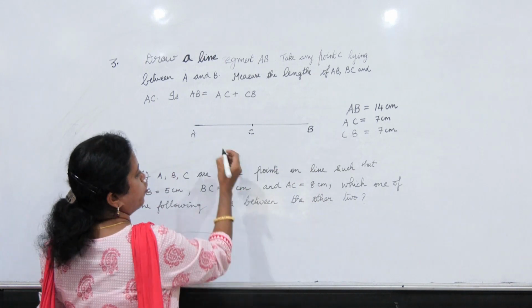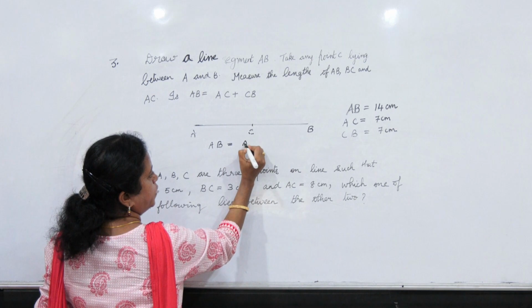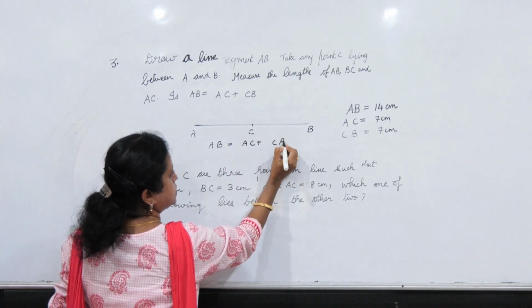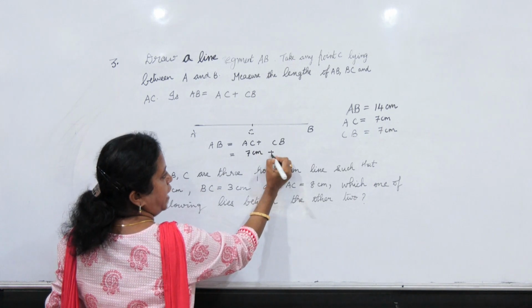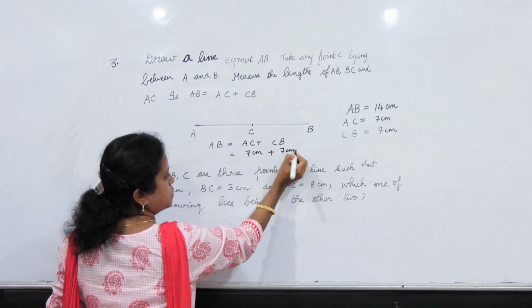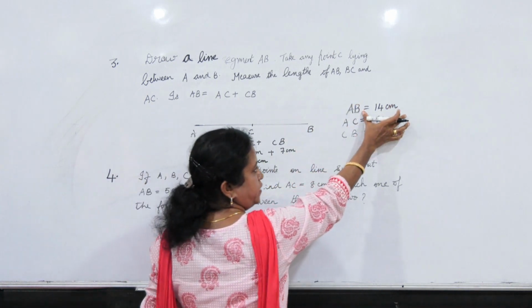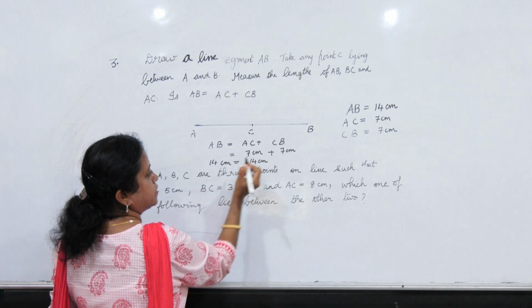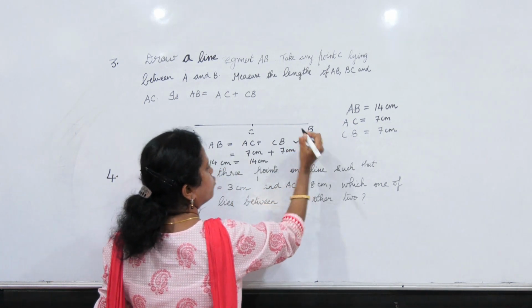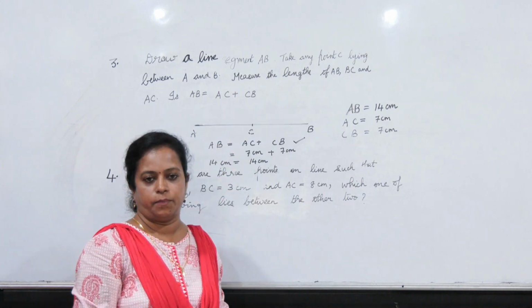Okay? So how do we write the answer? We write AB is equal to AC plus CB. AC here was 7 centimeter and CB also I have got 7 centimeter. So the total comes to be 14 centimeter, and we had measured the line segment AB, that was also 14 centimeter. That means what was asked to prove is correct. That is AB is equal to AC plus CB.